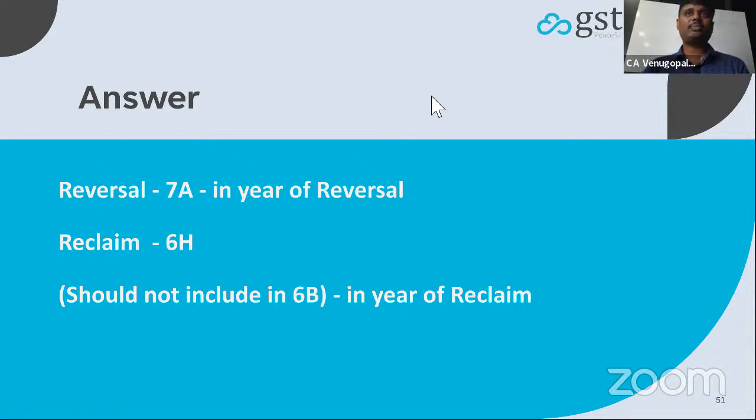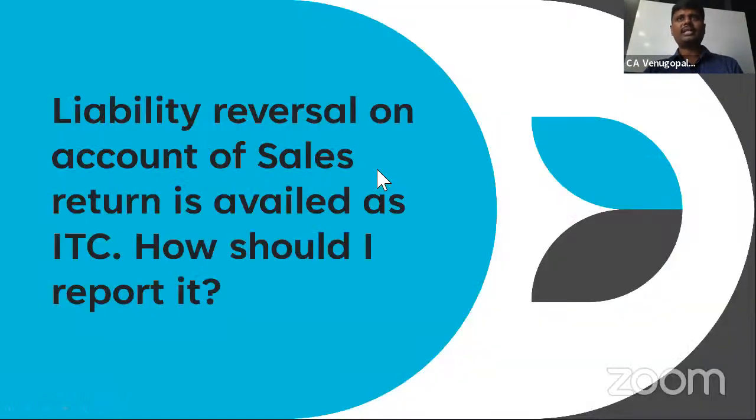Now people may think that input tax credit is a small subject, so it is easy to handle. But yes, there are complications that one needs to know. The next question, and in fact I should appreciate Bharti for putting up all these questions and this presentation for easy consumption: the liability reversal on account of sales return. I have made a sale of, let's say, 100 rupees and 18 rupees tax, and my customer returned the goods. Ideally, I should be availing it as a reduction in liability in the next period. But I have reported it as input tax credit in GSTR 3B. How do I report it? How do I deal with it?